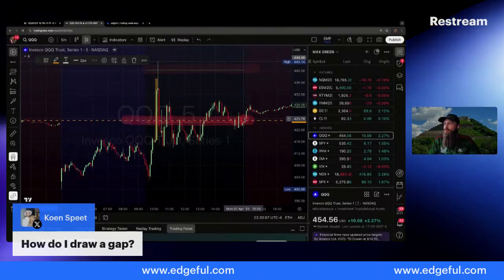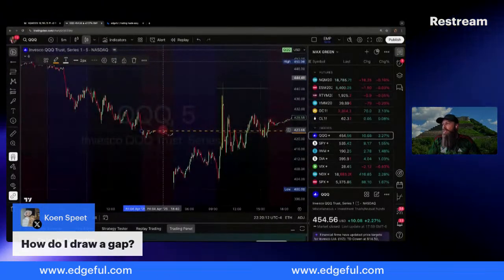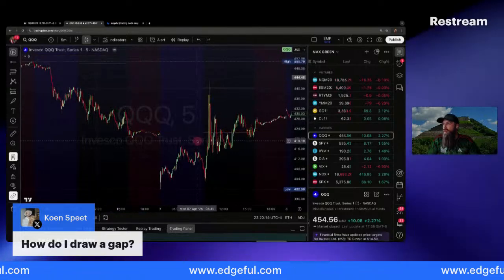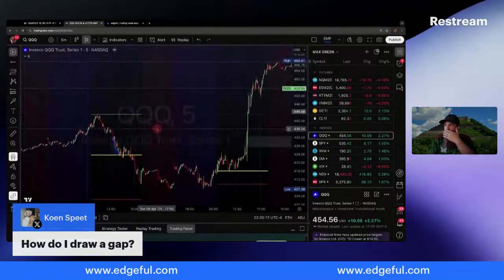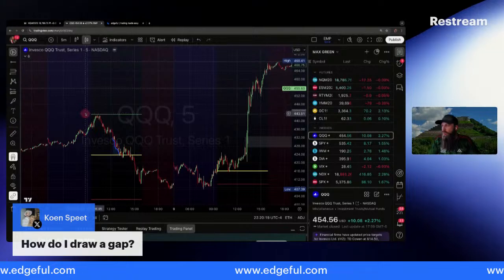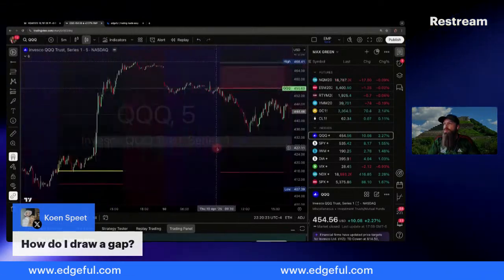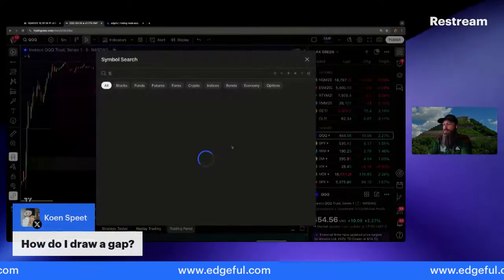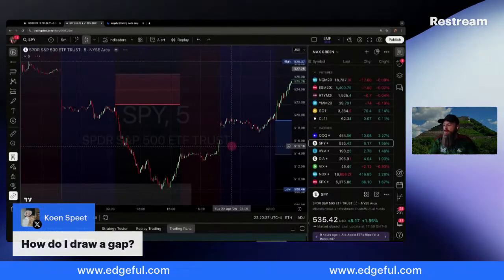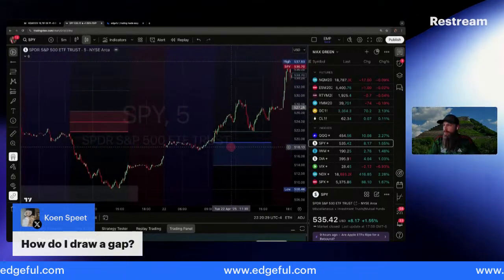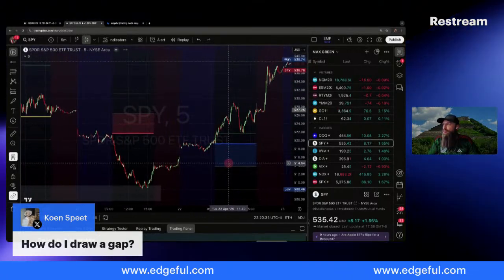Now the problem is this day we also broke previous day low. This is a wild day, so it's not the best example just on the fly here. I'm just trying to find a good example. Like this day, we got so close to breaking previous day high and we didn't. I don't know if I have a good example here. Maybe I can find you a good example on this.